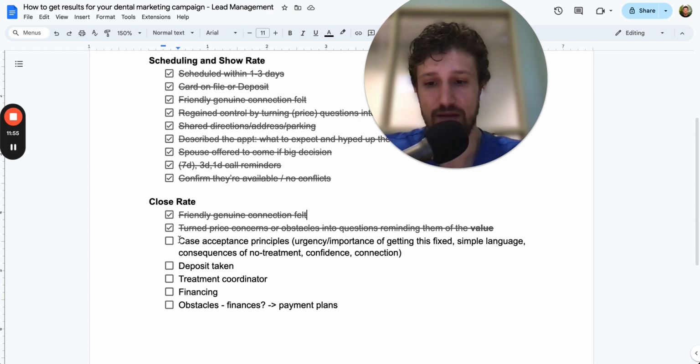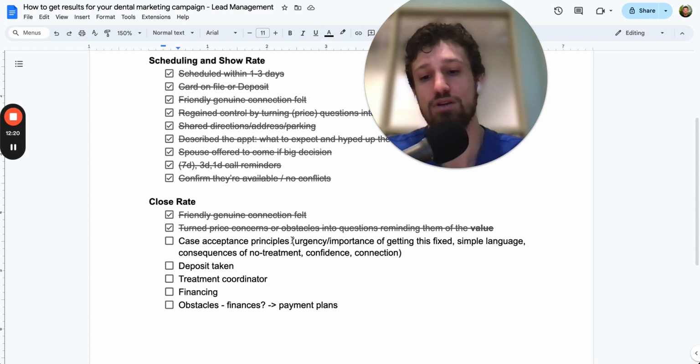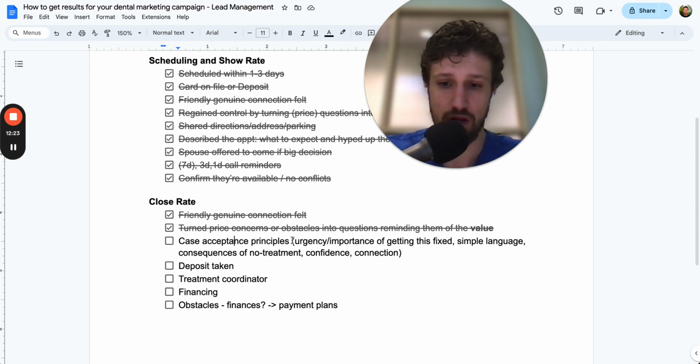And then going into the next point, case acceptance principles, right? So, reminding them of the urgency and importance of getting this tooth fixed. Hey, half the tooth is cracked off with a cavity, this is important to get fixed because if we don't address this, the tooth could not be savable, okay? And you may have to pull the tooth, okay? Things like this, just really communicating the urgency and importance of getting it fixed with simple language that the patient can understand, not necessarily dental jargon.